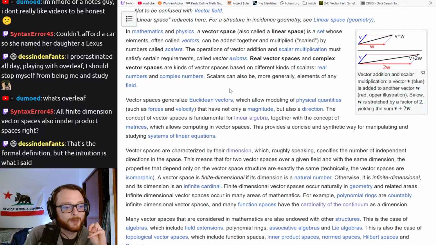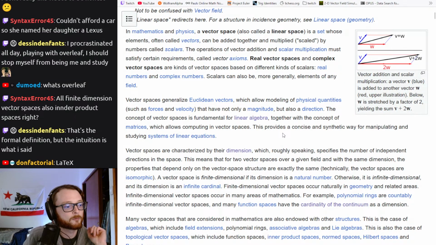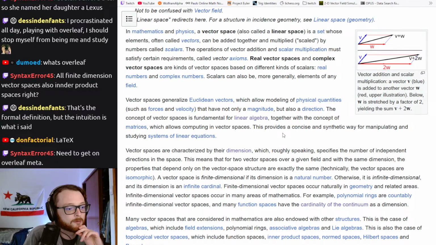Overleaf is a website where it's like Google Docs but for LaTeX. And LaTeX is the thing you use to type math, if you want to do a good job of it. Overleaf isn't the only option for LaTeX, but it's a really convenient one. So if you're interested in typing up math in a nice way, that's what you would want to learn.